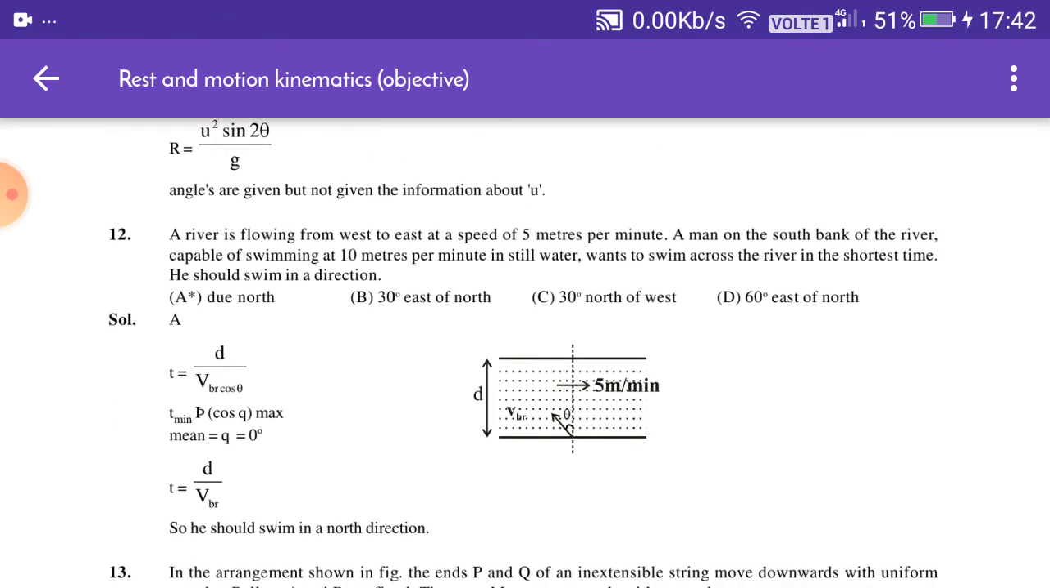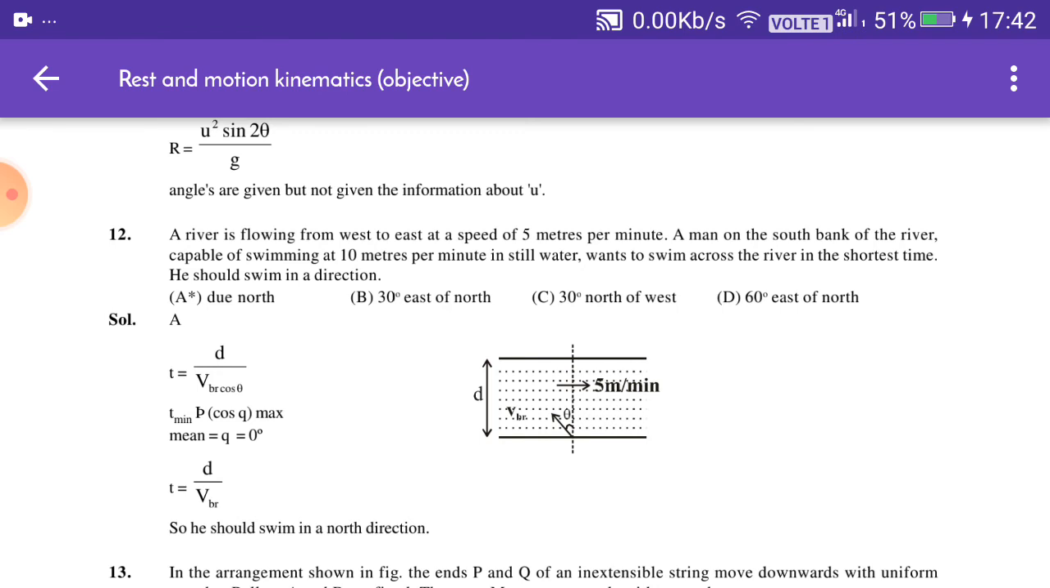Now the 12th question: a river is flowing from west to east at a speed of 5 meters per minute. A man on the south bank of the river is capable of swimming at 10 meters per minute. Still water, he wants to swim across the river in the shortest time. In which direction should he swim? Generally, he is performing in the east and west direction.